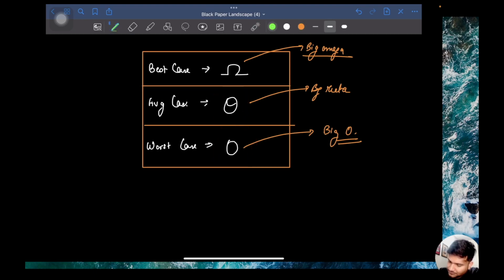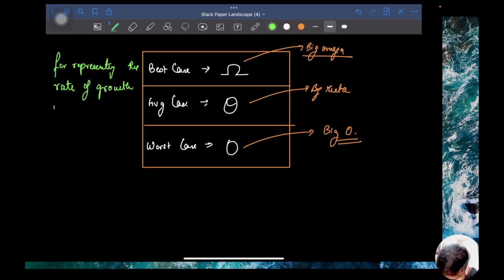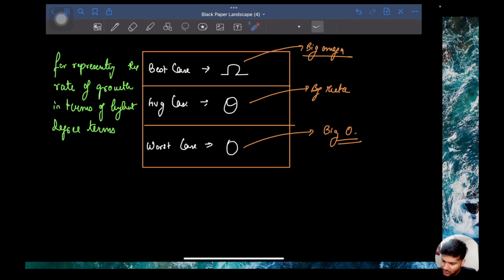So let me write it. For representing the rate of growth in terms of highest degree terms, we use these notations.